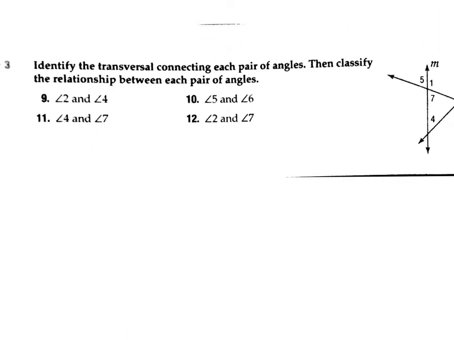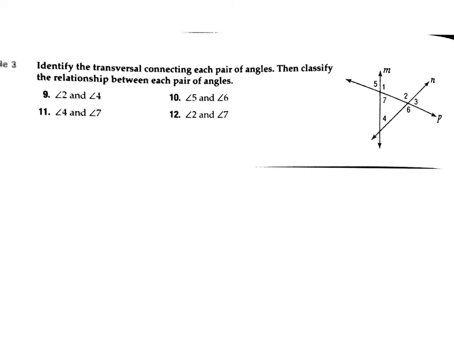It says identify the transversal connecting each pair of angles, then classify the relationship. Okay, so this gets a little tricky because we have 3 lines. None of them look parallel or anything, so it makes it a little bit harder. So first of all, let's take 2 and 4. So we said the transversal is the line that has to touch both the other lines, or in this case, it's not 100% true, but touches 2 and 4. So the transversal would be line N, because that's the line that, quote-unquote, touches 2 and 4.